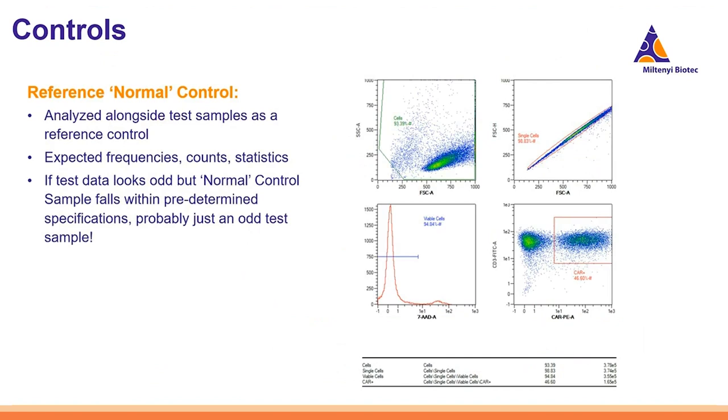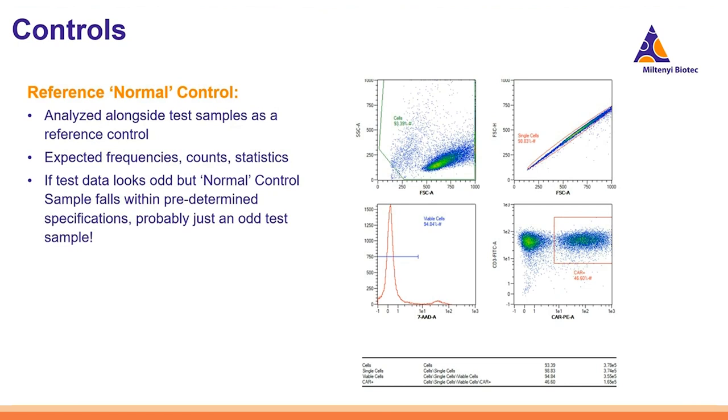Another form of control that we can run is something like a normal control, which can be analyzed alongside your test sample as a reference normal sample, where this could have expected frequencies, counts, or statistics. If you generate this in-house, it could be a sample that you thaw consistently that gives you the same results on your cytometer day to day. That way, if the normal control sample looks weird, then you know something's off on your flow cytometer.